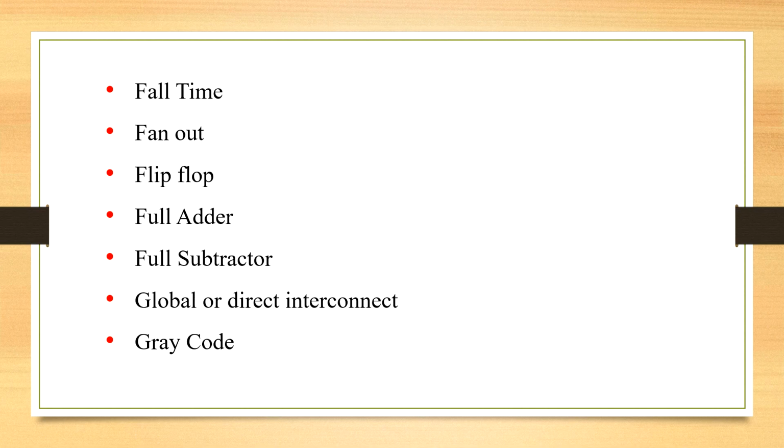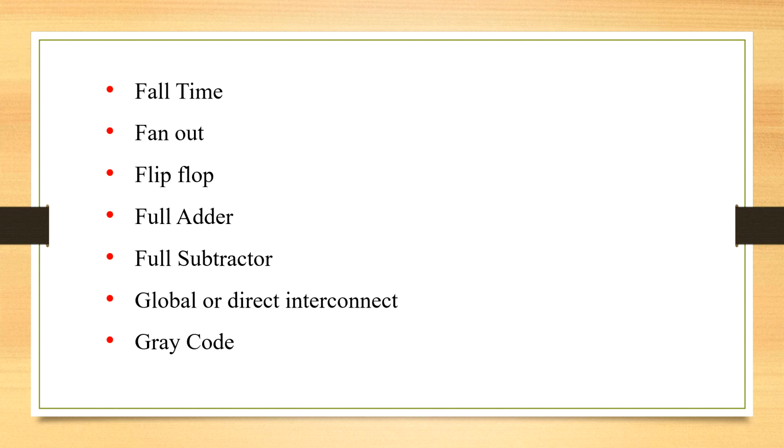The next one is fall time. The time required to change the voltage level from 90 percent to 10 percent is known as fall time. Fan out. The maximum number of inputs of several gates that can be driven by the output of a logic gate is decided by the parameter called fan out. Next one, flip-flop. It is a bistable 1-bit binary device which changes its state based on its excitation input.